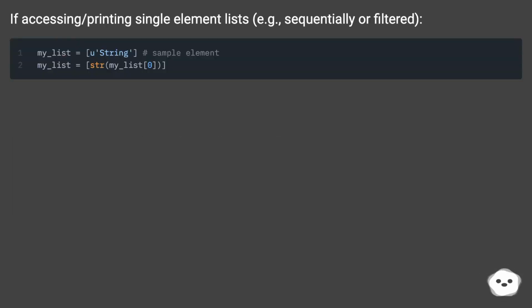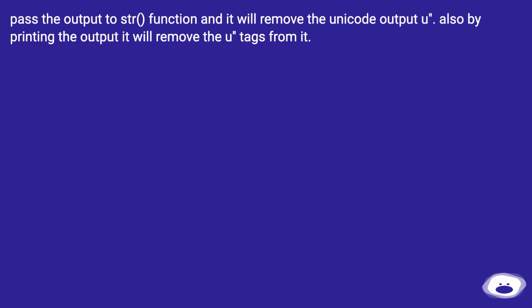If accessing or printing single-element lists, e.g., sequentially or filtered, pass the output to the ascii function and it will remove the Unicode output u. Also, by printing the output, it will remove the u tags from it.